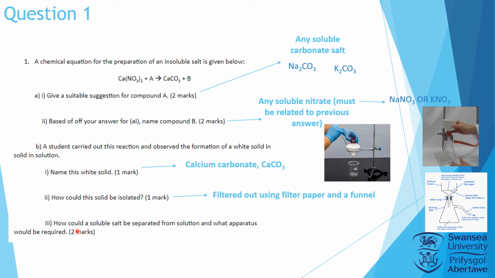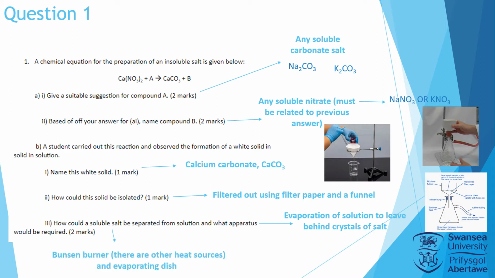So the last section is how could a soluble salt be separated from solution? So up until this point, we're filtering out insoluble salts. But if we've got a product that's actually soluble in water, we're going to have to use a different approach. And for this, we would evaporate the solvent, so evaporate off the water to leave behind the salt. And we could also use a Bunsen burner and an evaporating dish. And this is what that equipment would look like.